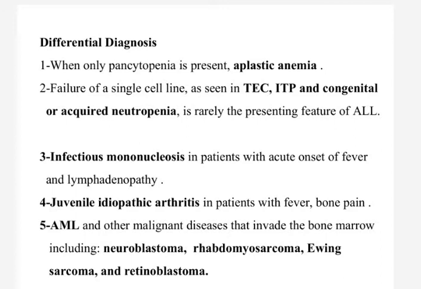The boy is poor prognosis and the girl is better. Differential diagnosis. When only pancytopenia is present, aplastic anemia is the differential diagnosis. But in failure of single cell line, the differential diagnosis is transient erythrocytopenia of childhood, ITP, congenital or acquired neutropenia. It is rarely the presenting feature of ILR. Infectious mononucleosis, juvenile idiopathic arthritis, acute myelocytic leukemia, and other malignant disease that invade the bone marrow, including neuroblastoma, rhabdomyosarcoma, sarcoma, and retinoblastoma.